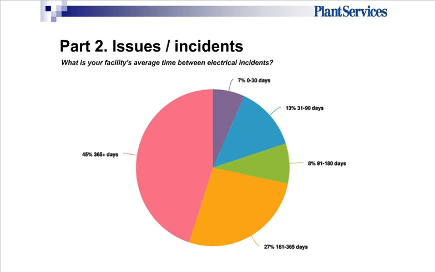And this last question, what is your facility's average time between electrical incidents, also reinforces those data points that we just saw. Nearly half reported they'd gone more than a year without an incident, and about 75% reported that they'd gone more than 180 days without an incident.